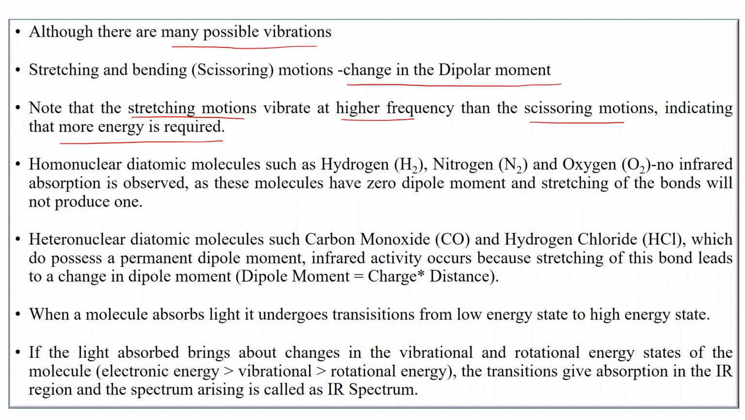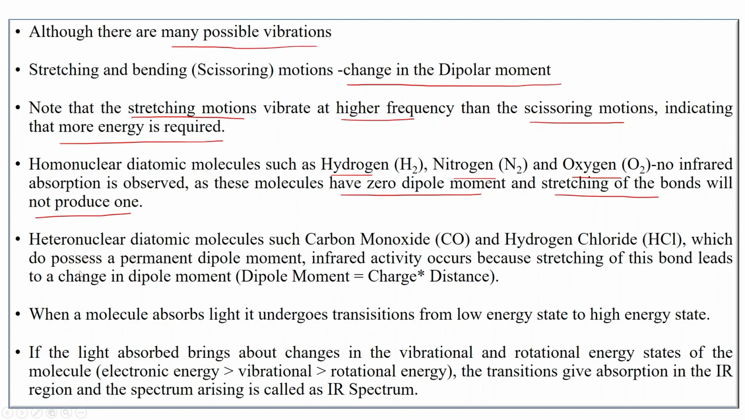Now we see homonuclear diatomic molecules, that is H2, nitrogen, oxygen. Even if they are vibrating, no IR radiation is absorbed. Why? Because these have zero dipole moment, and also stretching of their bonds does not produce a change in dipole moment. So these molecules won't absorb the IR radiation.